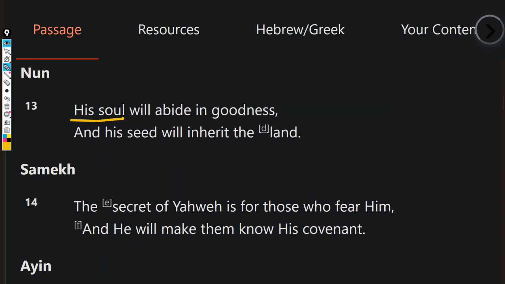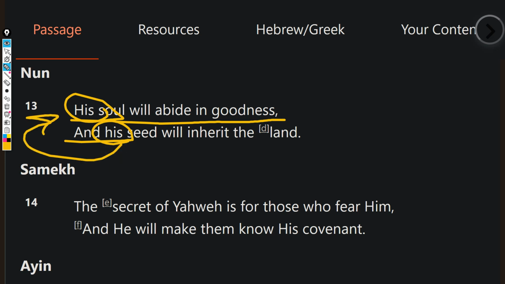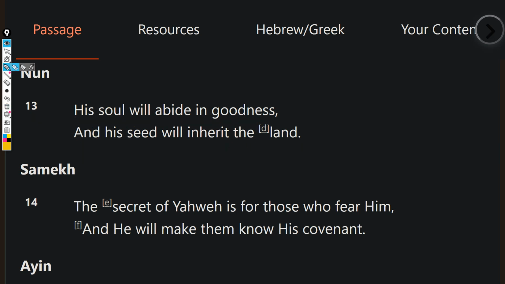Verse 13, his soul will abide in goodness, either man's soul or God will abide in man who fears God, or it's man who fears God, being instructed by God, will abide in what is good, and who is good is God. And his seed, man's seed, which again, this is referring to man, the first part of the verse, man's seed will inherit the land. Your children will inherit the land if you abide in God.